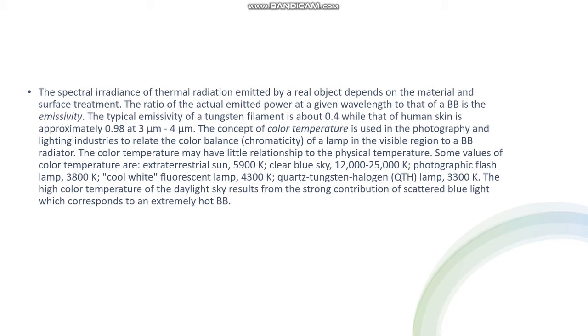The spectral irradiance of thermal radiation emitted by a real object depends on the material and surface treatment. The ratio of the actual emitted power at a given wavelength to that of a blackbody is the emissivity. The typical emissivity of a tungsten filament is about 0.4, while that of human skin is approximately 0.98 at 3 micrometer and 4 micrometer.